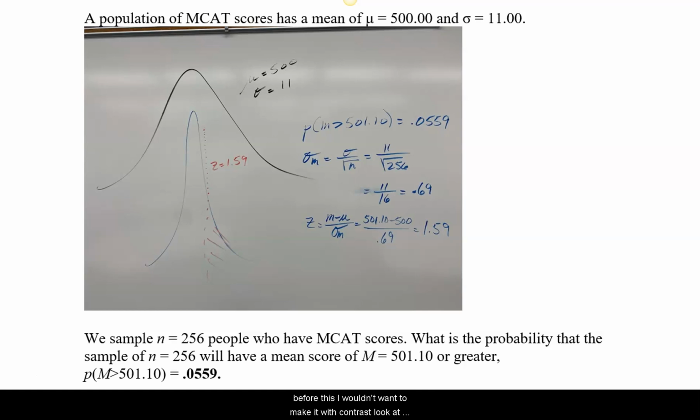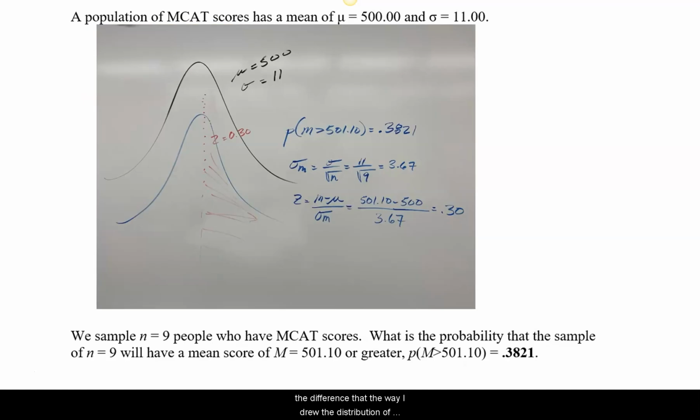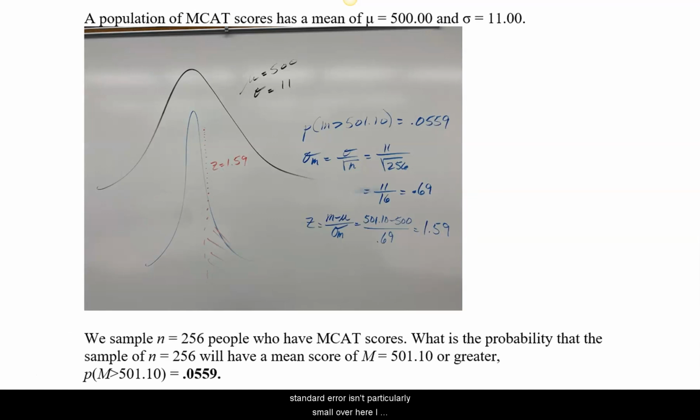Let me just say this in passing. I want to draw a couple of contrasts. Look at the difference in the way I drew the distribution of sample means in blue here. It's stouter. It's samples of only 9. Therefore, we could get some somewhat aberrant samples of 9, and therefore the standard error isn't particularly small. Over here, I got samples of 256. We're assuming that those means will line up in the middle. They have to. And therefore, the standard error is a lot smaller because that curve is so skinny.